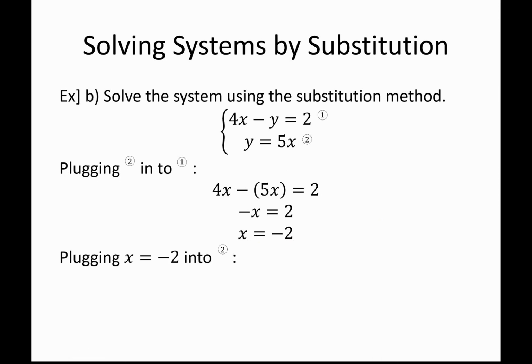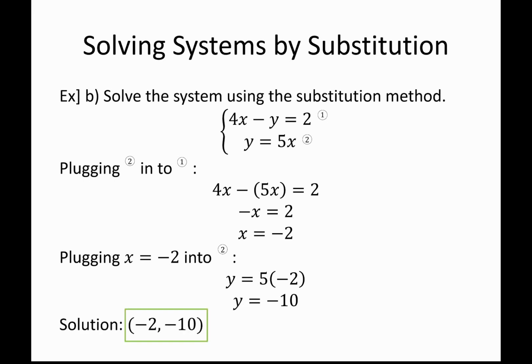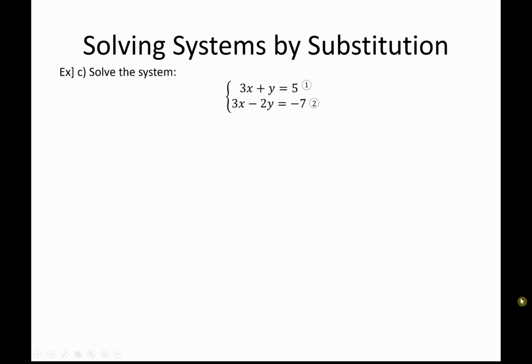Plug that into either equation 1 or equation 2 in the original system. Again, I'm choosing equation 2 because it just seems a bit simpler. And you'll take that negative 2 and multiply it by the 5, that's the coefficient in that particular equation. And then you will recognize that y equals negative 10. So presenting the final answer as an ordered pair, it'll look like this inside of the green box. Okay, cool. Let's do another one.